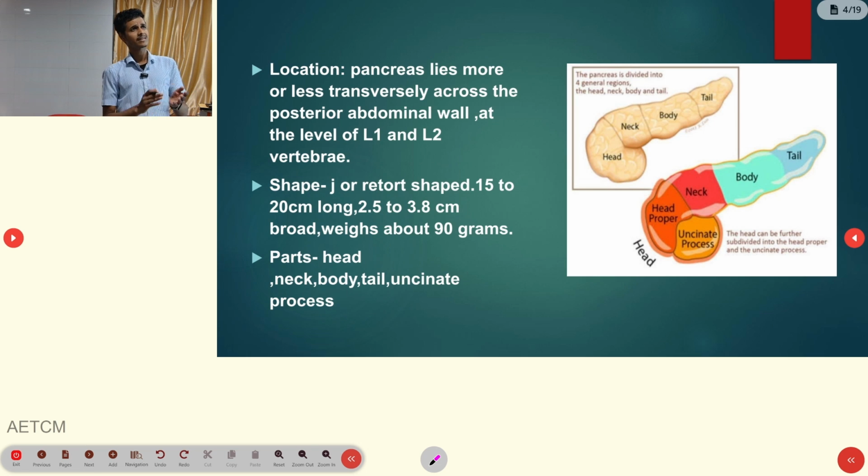And this is regarding where it is present. Location wise, on the posterior abdominal wall at the level of lumbar 1 and lumbar 2 vertebra. The shape is a J or retort shape. Lengthwise it is about 15 to 20 centimeters long, and broadwise about 2.5 to 3.8 centimeters. Weightwise it is about 90 grams. The parts are the head, neck, body and tail. The head has a further process, called the uncinate process.